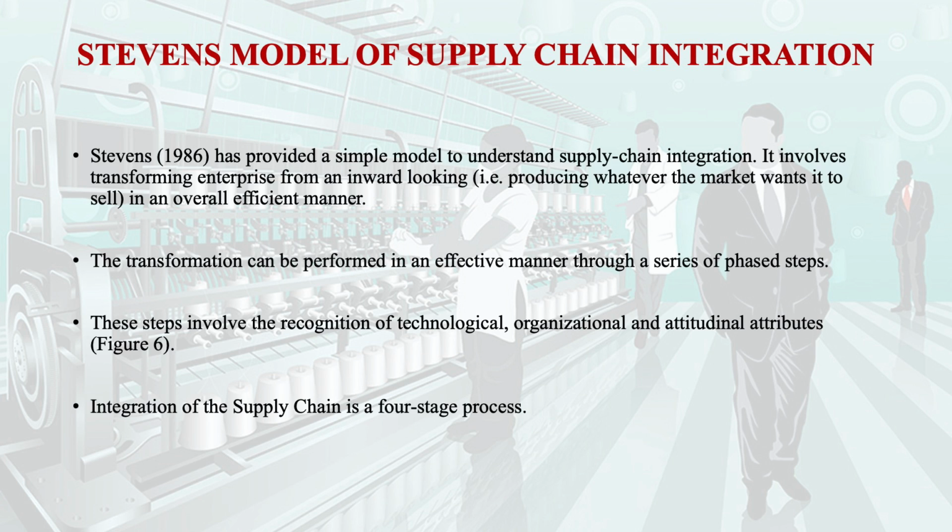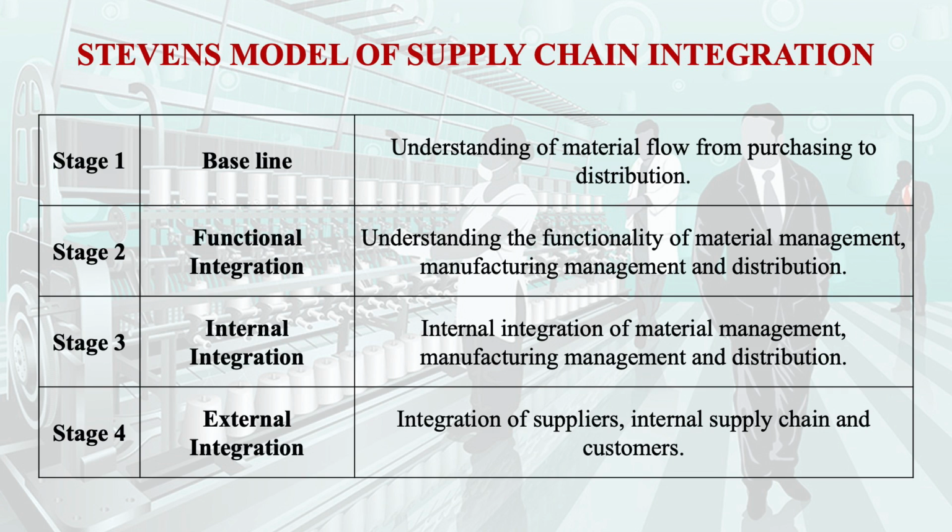The integration of supply chain is a 4-stage process. Stage 1, baseline, understanding of material flow from purchasing to distribution. Stage 2, functional integration, understanding the function of material management, manufacturing management and distribution. Stage 3, internal integration of materials management, manufacturing management and distribution. Stage 4, external integration, that is integration of suppliers, internal supply chain and the customer.